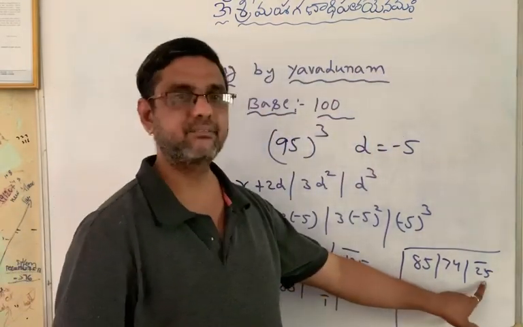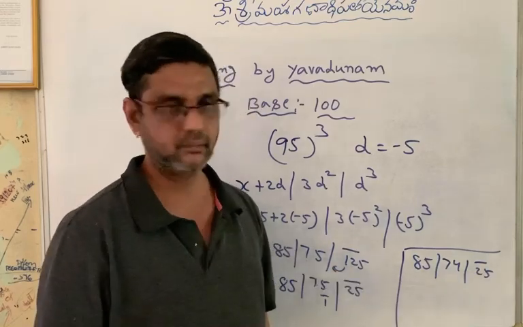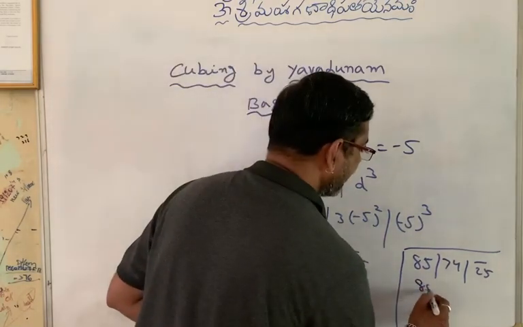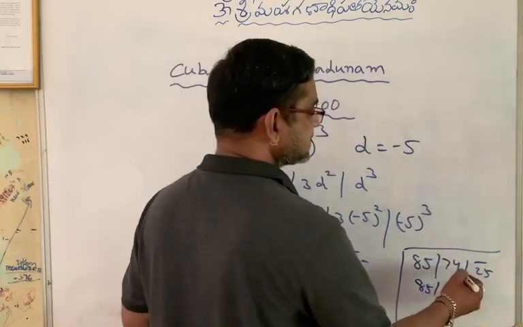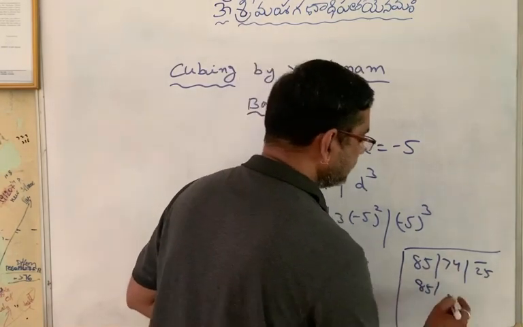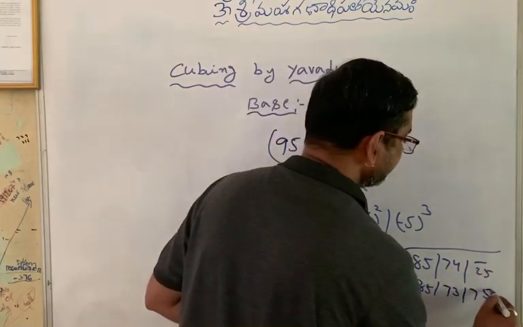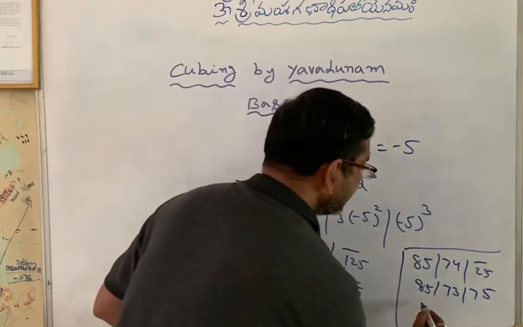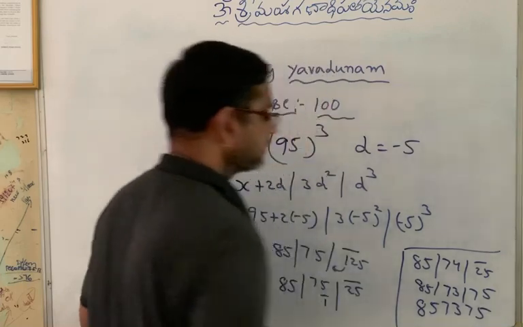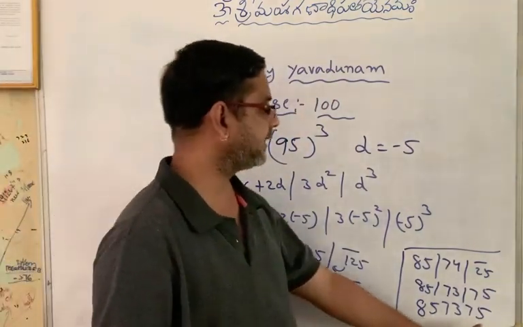If you observe the first place of the answer, bar 25 is a negative number, so we have to take out that number. We take one from the next place to here so that it becomes 100. Then here you will get 73, and 100 minus 25 is 75. So the answer is 857375.